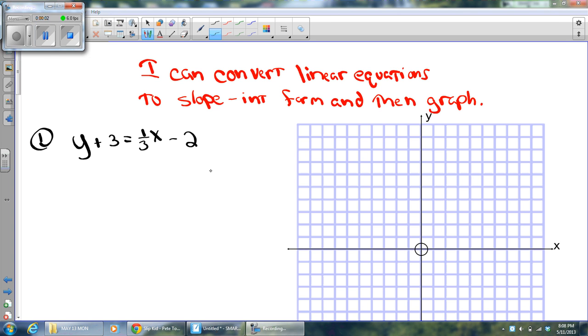Pre-algebra, Mr. Lawrence here, and here's your next flip lesson. After today's lesson, hopefully you'll be able to say, I can convert linear equations to slope-intercept form and then graph.